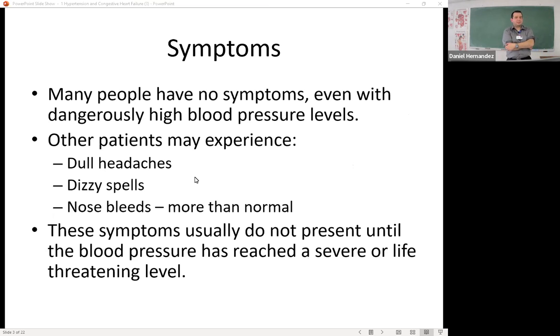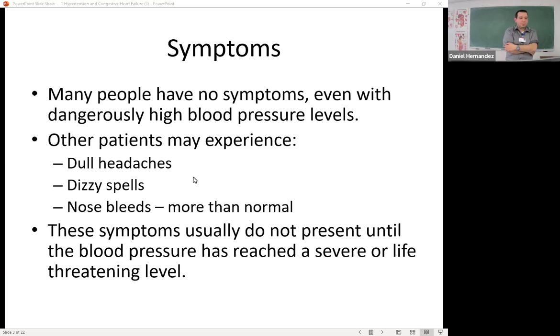When we're talking about hypertension, there are many people that may not even have any symptoms. They're going about their daily lives, not even realizing that they have elevated blood pressures, and these blood pressures can even be at potentially dangerously high levels. Other patients might experience symptoms like dizziness or headaches. Some patients may develop nosebleeds. This might be an indication of a patient who is having a hypertensive emergency.